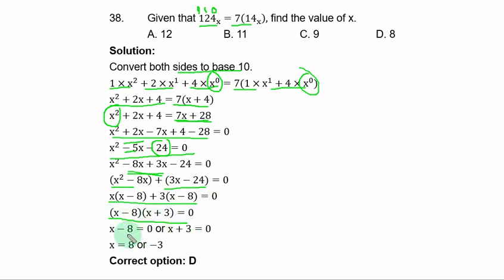It follows that each factor is equal to 0. If you transfer the respective constant terms, you have S equal to 8 or minus 3. Okay? So the base cannot be negative. So it means S is equal to 8. D is the correct option.